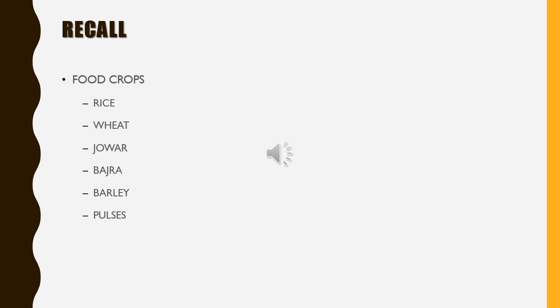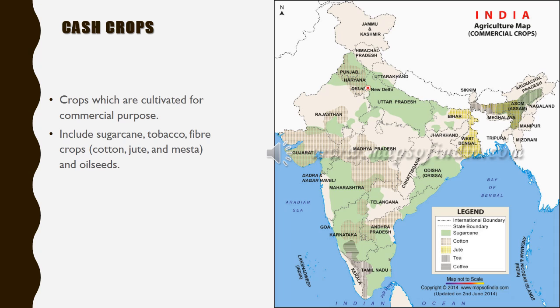So today we will move to the next type of crops: cash, plantation, then horticulture. First we will discuss the cash crops. The crops which are cultivated for commercial purpose are called cash crops. These crops include sugarcane, tobacco, fiber crops, meaning cotton, jute, etc., and then oil seeds.